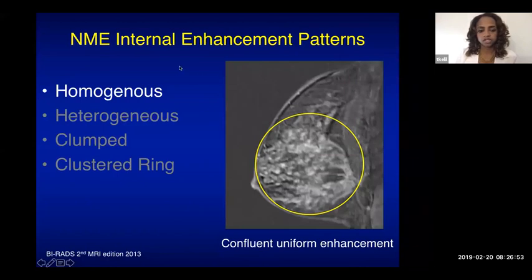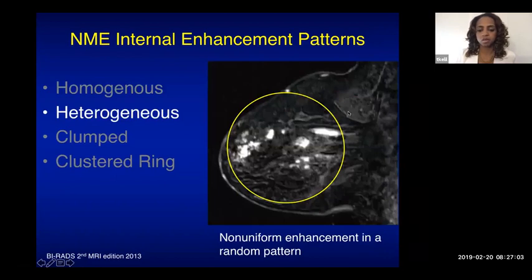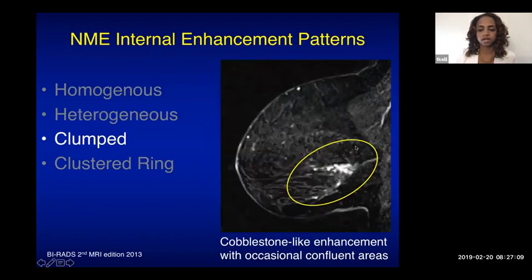Once you describe the distribution, the next thing you want to analyze is the internal enhancement pattern. Just like we did with masses, it could be homogeneous, which is confluent uniform enhancement, or heterogeneous, non-uniform enhancement in a random pattern. Clumped internal enhancement describes a cobblestone-like enhancement with occasional confluent areas.